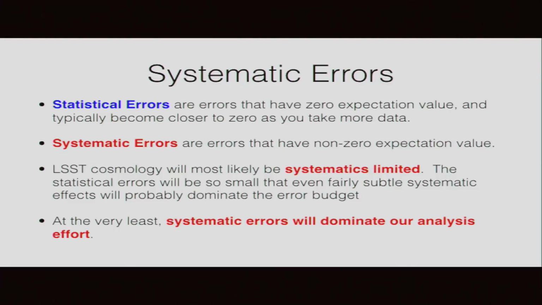And probably, if you want my opinion, LSST cosmology will be systematics limited. We have very, very low statistical errors. And there's going to be a lot of sources of systematic error, and my guess is that that will dominate our error budget. At the very least, systematic errors will take up all of our time trying to get them as small as possible. So either way, they're important, whether they end up being the dominant source or not.